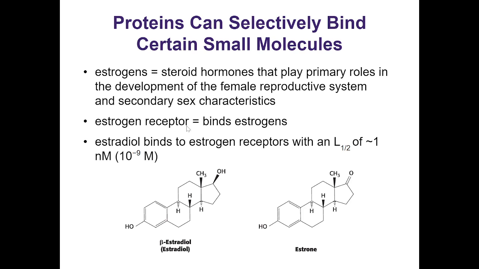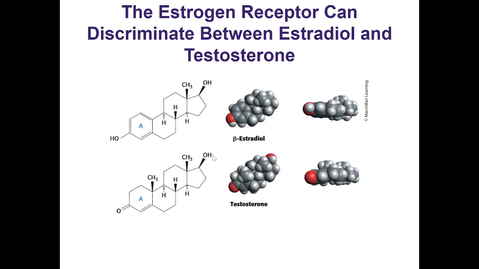So estrogen receptors will bind estrogens, of course, as you probably could have figured out. Estradiol binds to the estrogen receptor with an L1 half of approximately 1 nanomolar, which is 10 to the negative 9th molar, of course. And here we actually see this is estrone. This right here is estradiol. And these are what the structures look like. Notice the very, very similar structure.